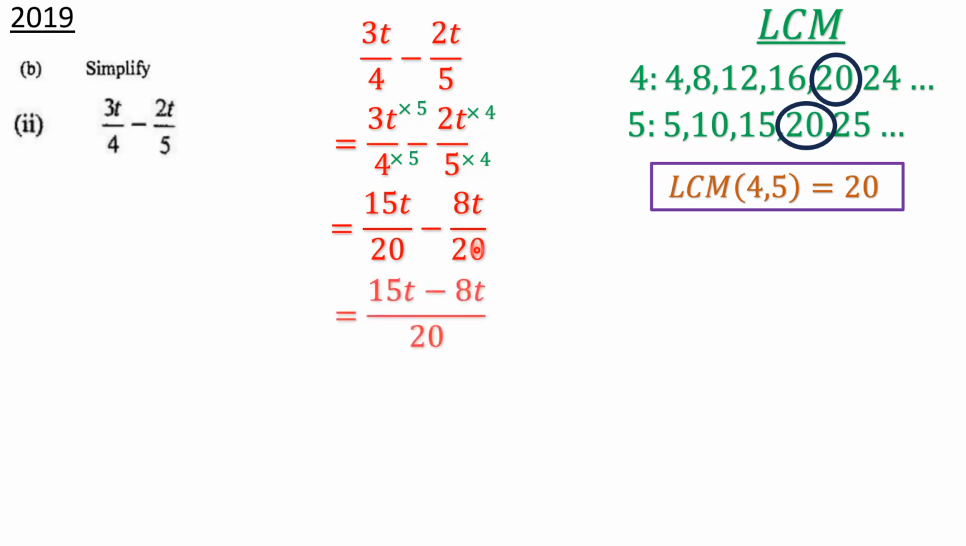Now we're going to subtract, right? 15t minus 8t, all over 20. And so that's going to be 15 minus 8, which is definitely 7. And so our answer is 7t all over 20. And that's our answer. Okay, let's move on to the next question.